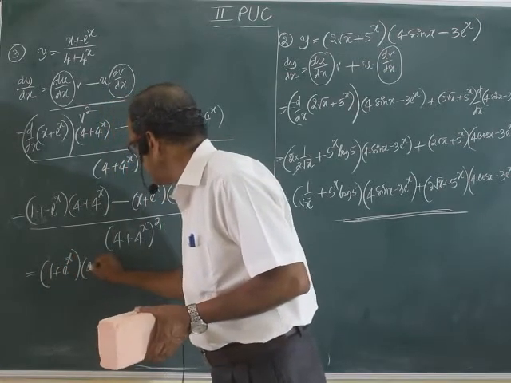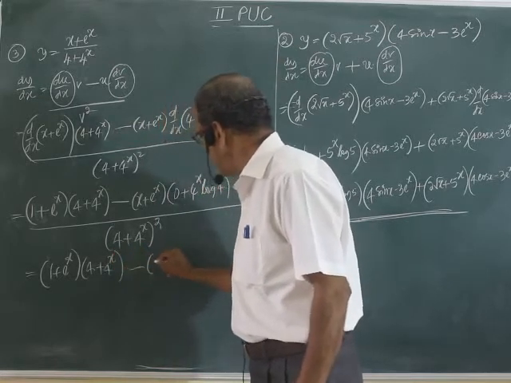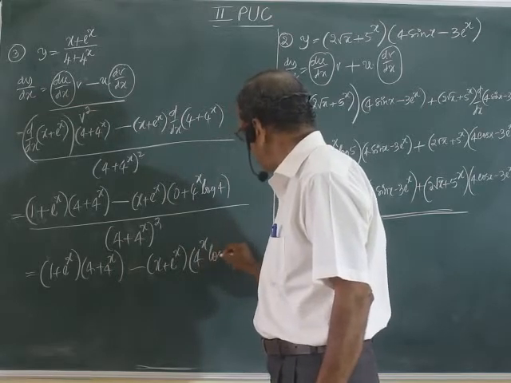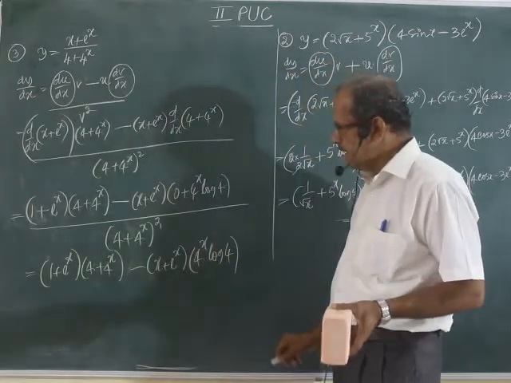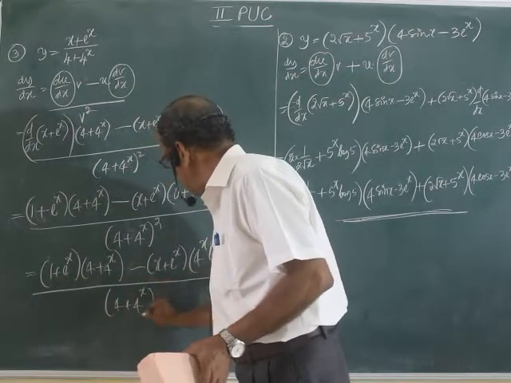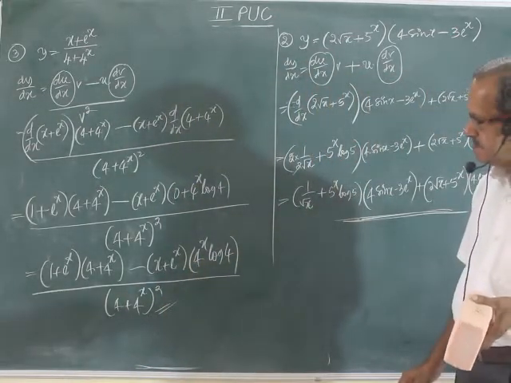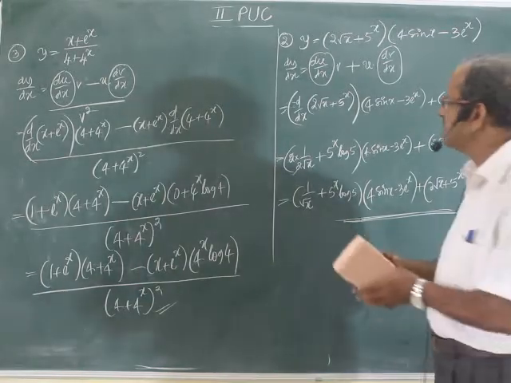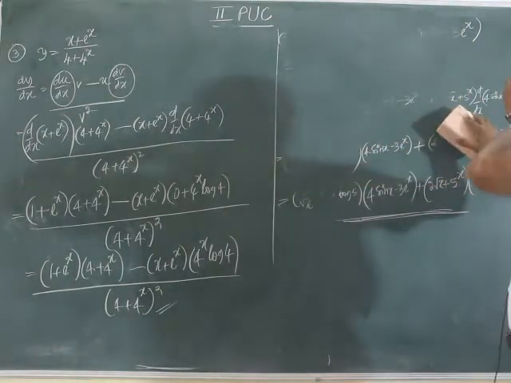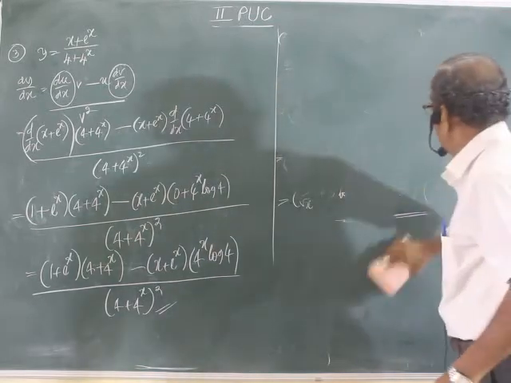e to the power x, 4 plus 4 to the power x, minus x plus e to the power x, 4 to the power x log 4, divided by 4 plus 4 to the power x whole square. Write the answer correctly. It is product formula over, next quotient formula also over.